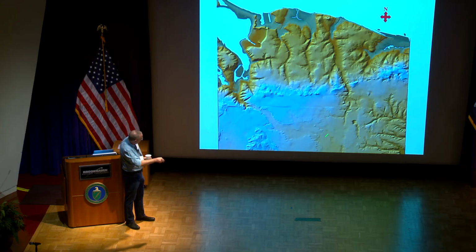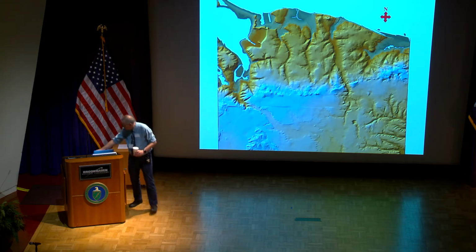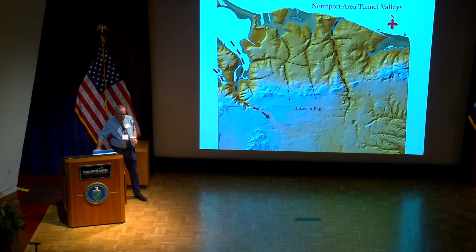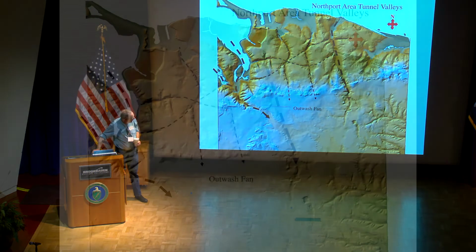this broad kind of channel. Here's another outwash, another tunnel valley that was disgorging through the moraine and depositing material, and you can see an outwash channel here that got buried in the outwash coming out of this channel. So there are the major tunnel valleys and conduits for meltwater in the Northport area.